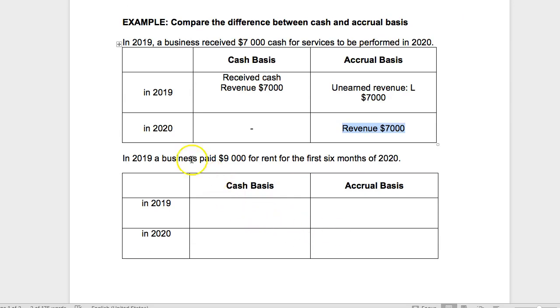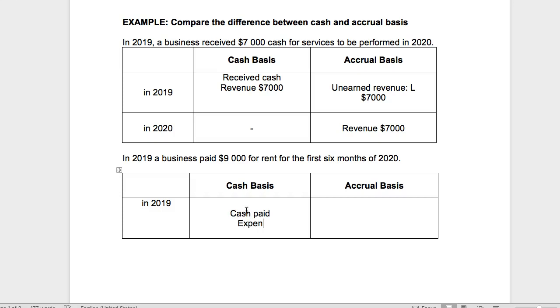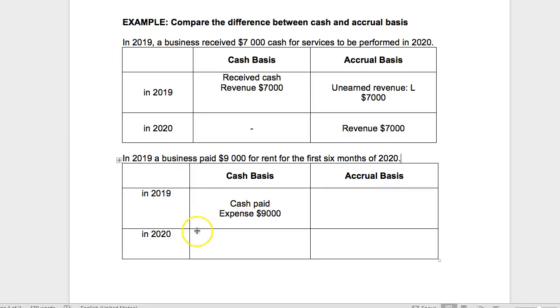Okay, next example. In 2019, a business paid $9,000 for rent for the first 6 months of 2020. So how would this be recorded in cash basis? So remember, in cash basis, if you pay cash, that will be your expense. So the cash is paid in 2019 and that will be our expense, $9,000. What happens in 2020? For cash basis, nothing.